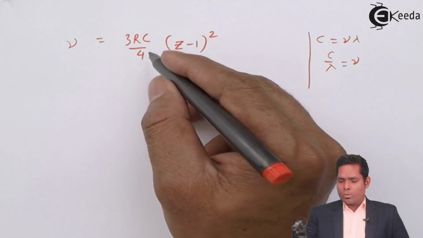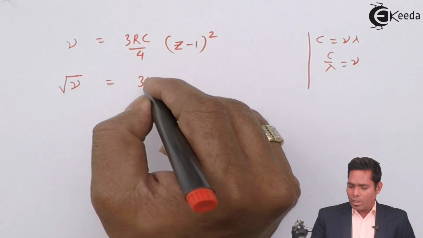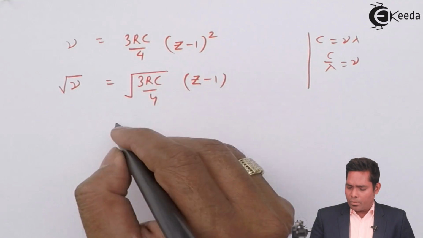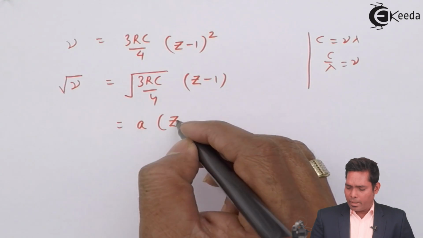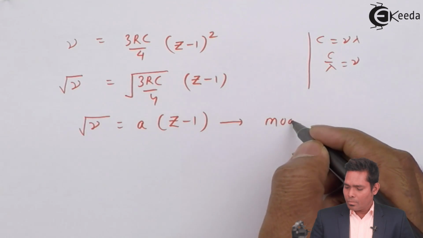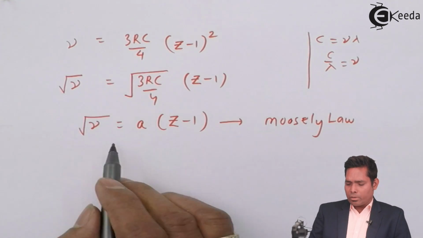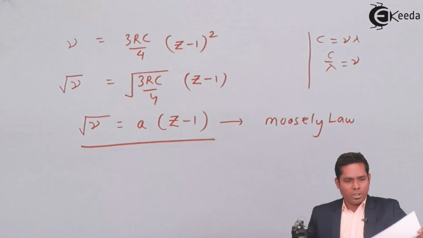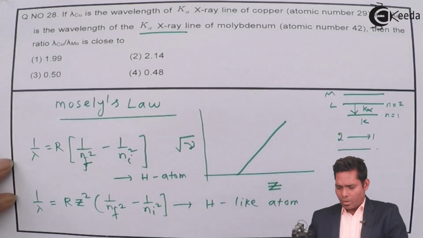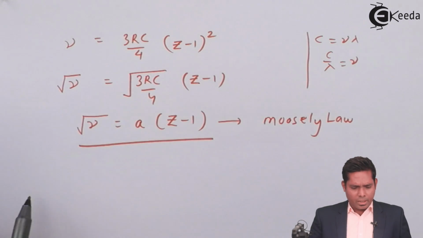If I take the square root of both sides, this will be square root of frequency, which is root of 3Rc by 4, and this will become z minus 1. So from here we call this a, so a into z minus 1, and this is the frequency. This is known as Moseley's law. This is the Moseley law. So this is the formula we have to use. We will use this formula for this K alpha and all.